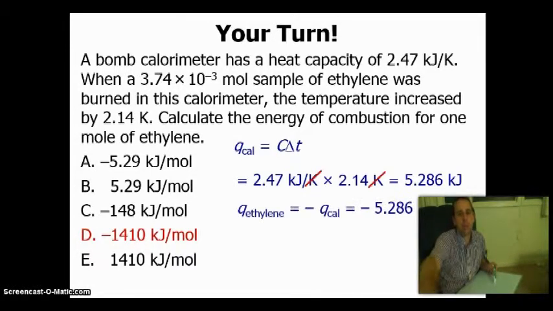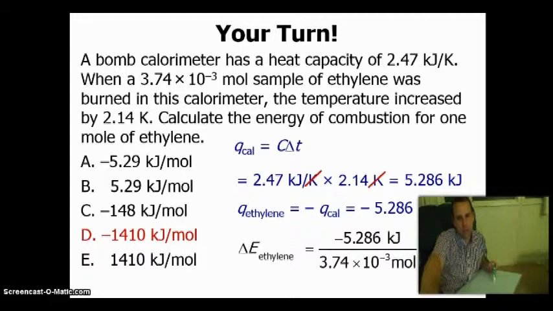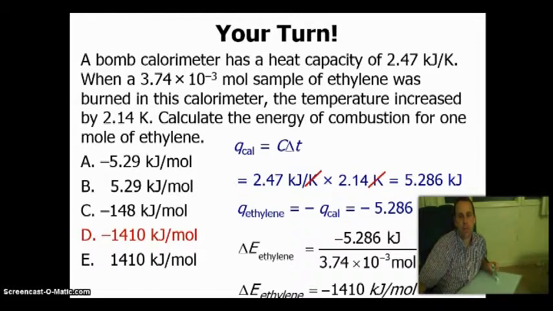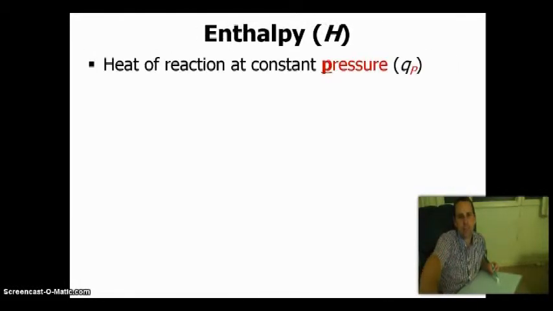Now that's how much energy was released, not by a whole mole, only by 3.74 times 10 to the minus 3 moles. So if we want to know the energy of combustion for 1 whole mole, we have to take the 5.286 and divide it by 3.74 times 10 to the minus 3 moles, right? Because that's how many moles we have. And then our units will be kilojoules for every mole. That's going to be about 1,410 kilojoules for every mole. And again, that's a negative sign because the ethylene releases that energy.